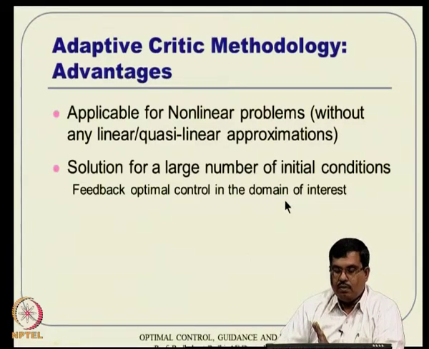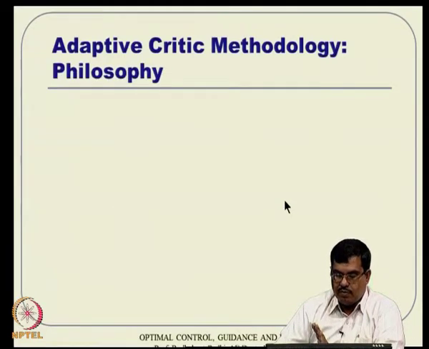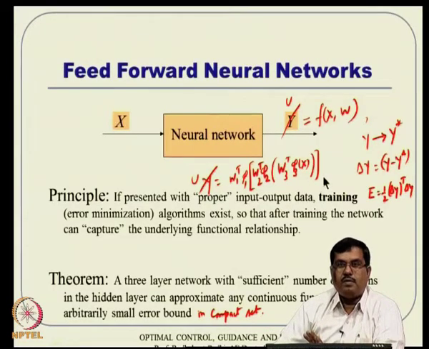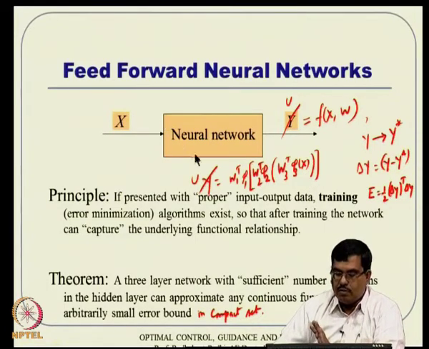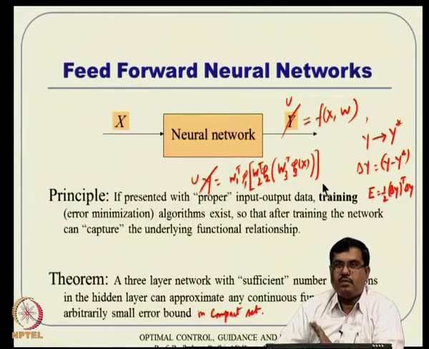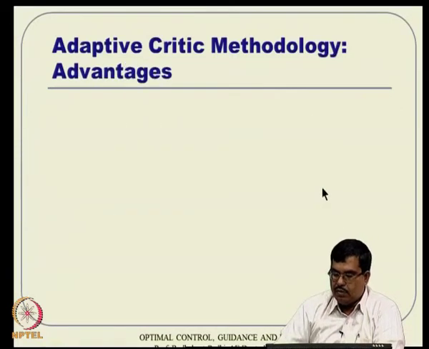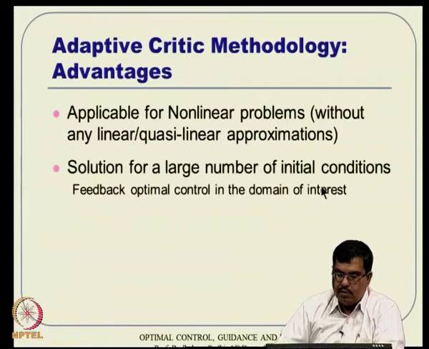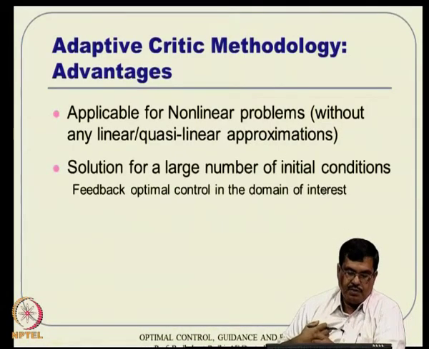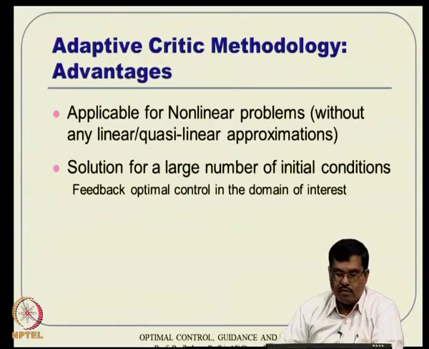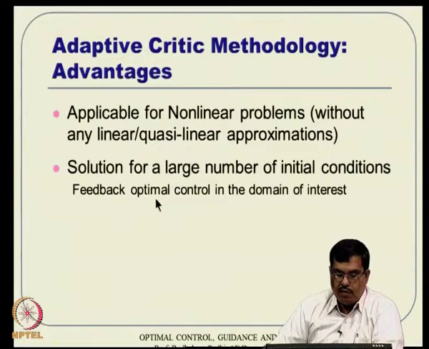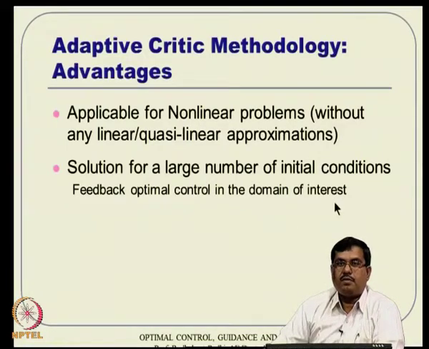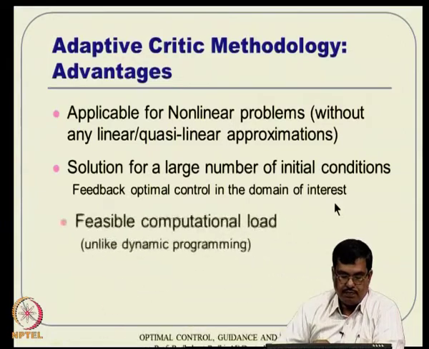We are getting a closed-form solution. Remember that this expression we saw here is a closed-form solution in a way. But this will be a closed-form solution only within the domain of training. Wherever you have trained the network, within that domain, this relationship is valid. Because of that, we can interpret it as some sort of semi-global solution, because the domain can be expanded as we like, at least theoretically. So you are getting something like a feedback optimal control in the domain of interest. That's the advantage.